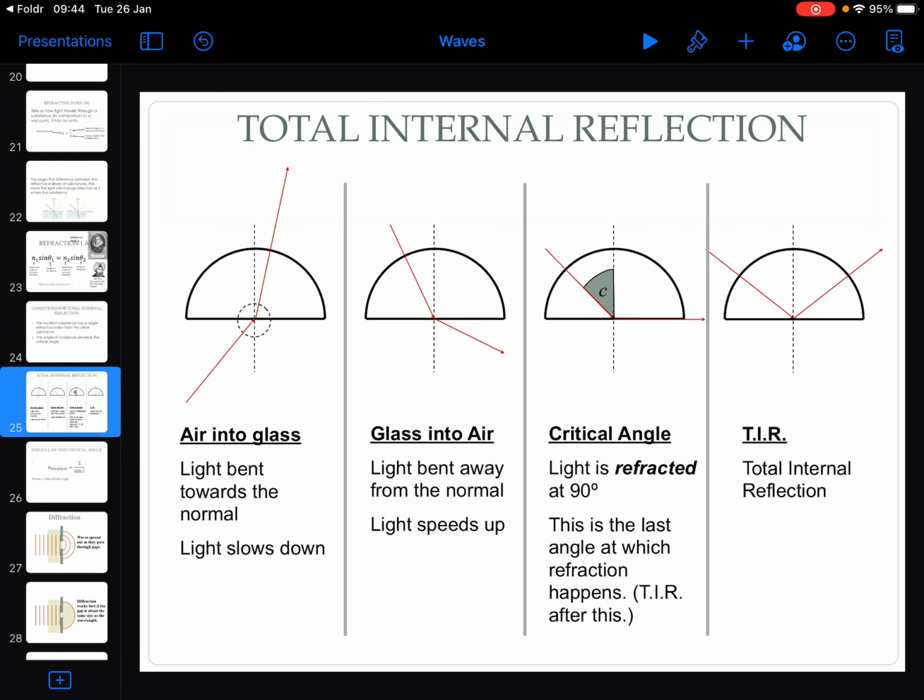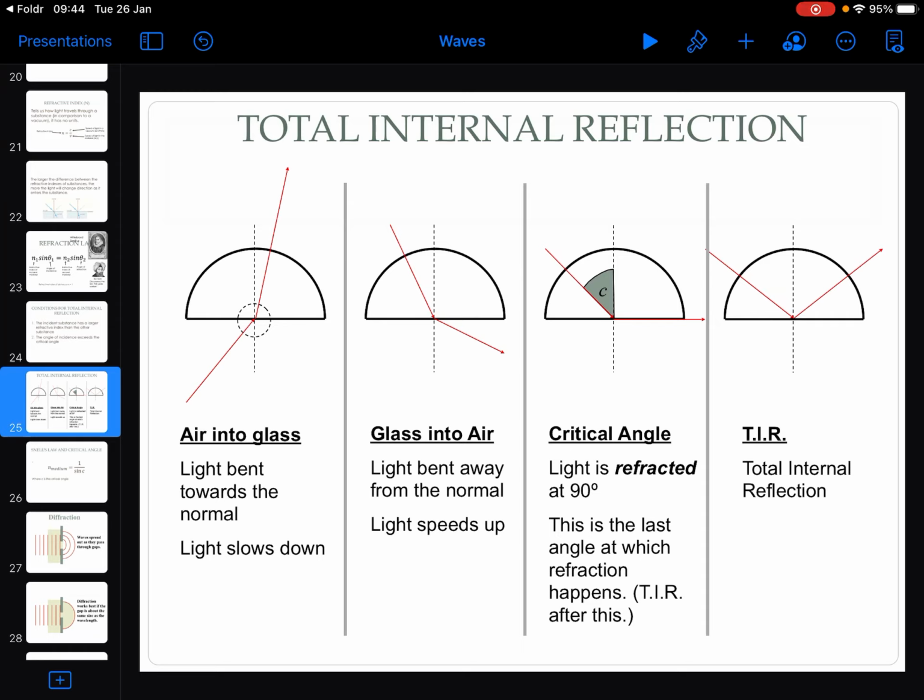So here we've got 4 different scenarios looking at the diagrams. On the left-hand side, you have light going from air into glass, and you can see because it's going into a thicker material, the light bends towards the normal and it slows down. The second box in, glass into air, the light is bending away from the normal because you're obviously going into a thinner material. Now, all of the 3 on the right-hand side are actually light going from glass into air. However, you can see that they've increased the angle that the light is going in at. Remember, the angle of incidence is always measured between the ray and the normal.